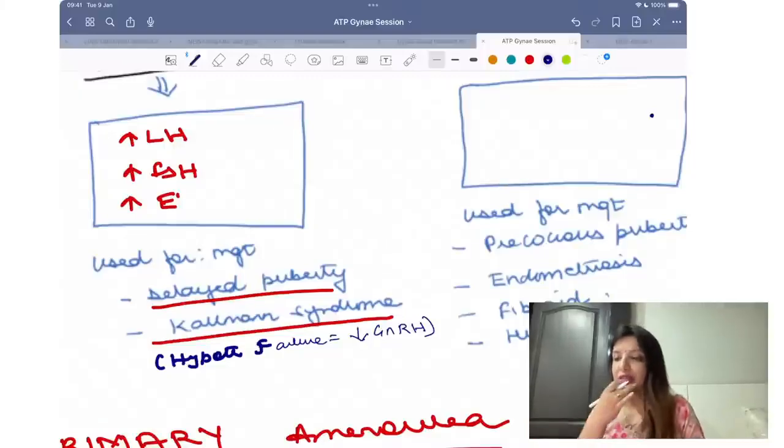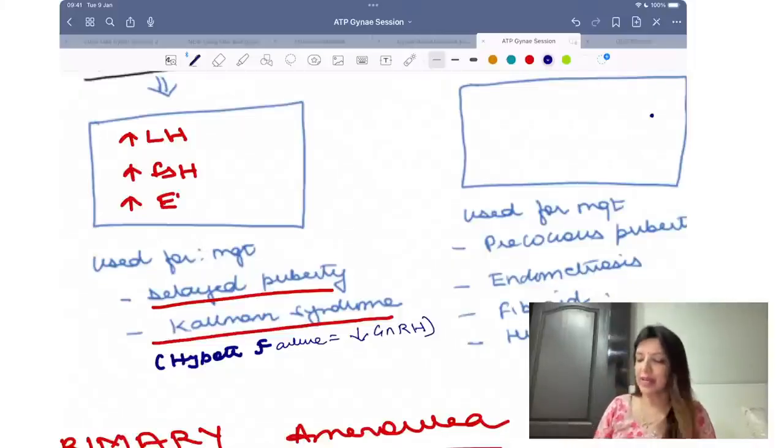Okay, ma'am, which subunit of HCG is similar to LH? Remember, it is the beta subunit which is the specific subunit. Alpha subunit of HCG is similar to LH, FSH and TSH, right?